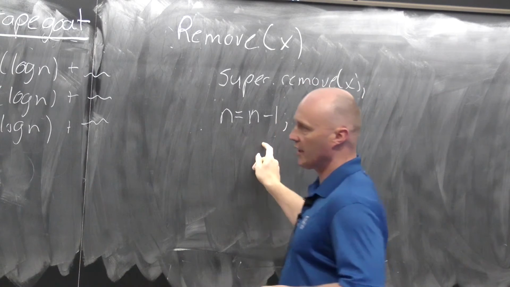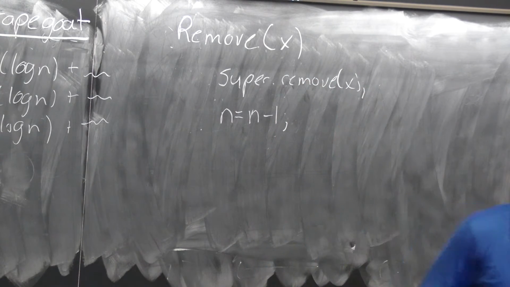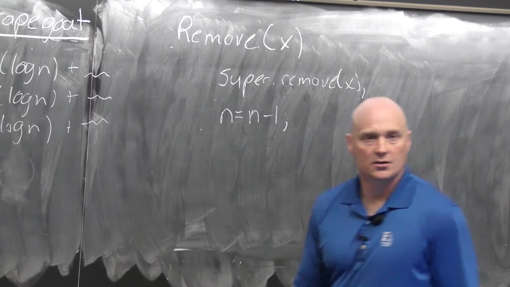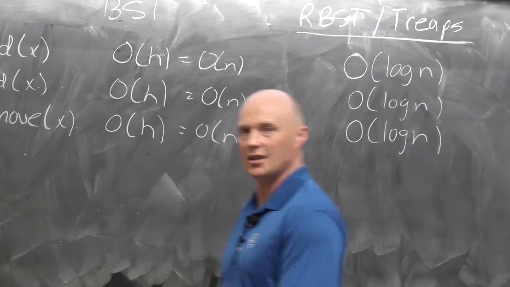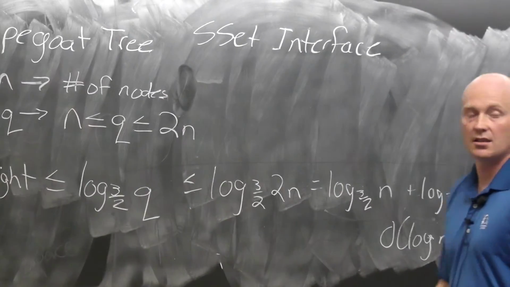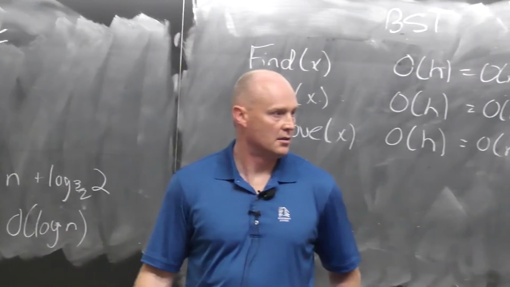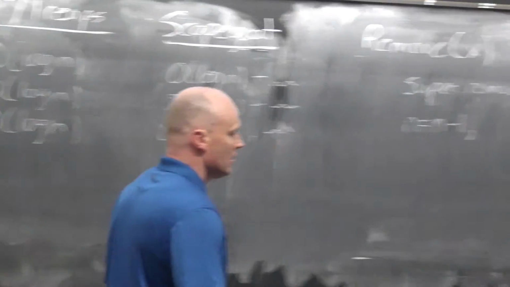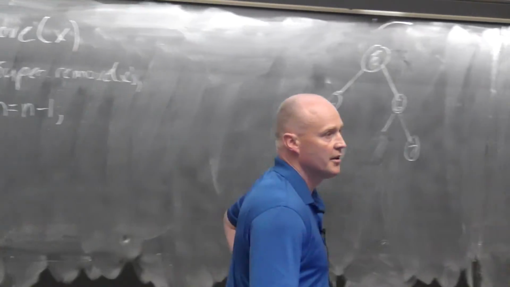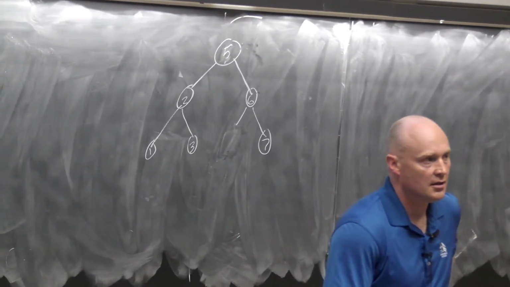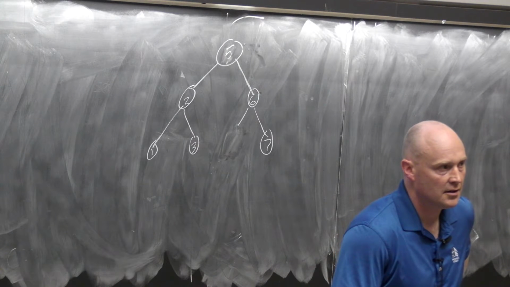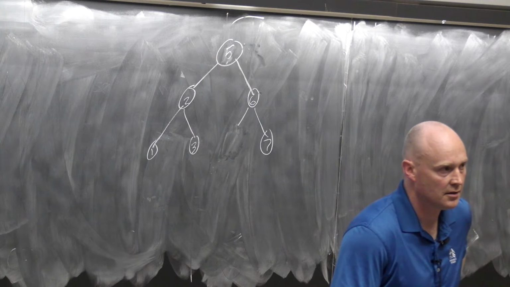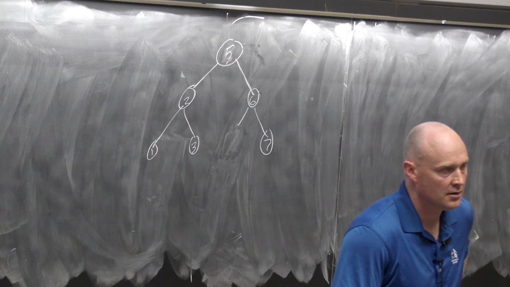Right, now, so we've decremented n now. Is this still a scapegoat tree? So what may be changed?